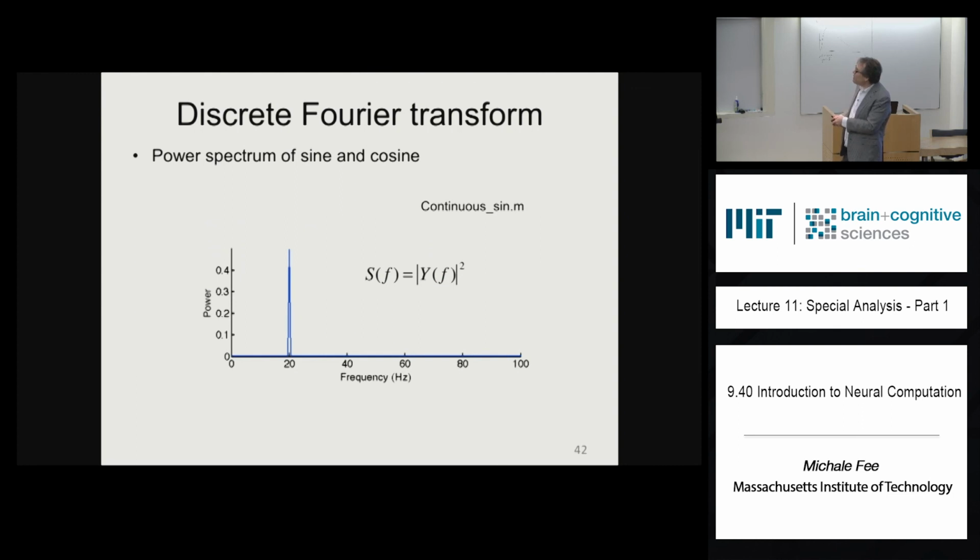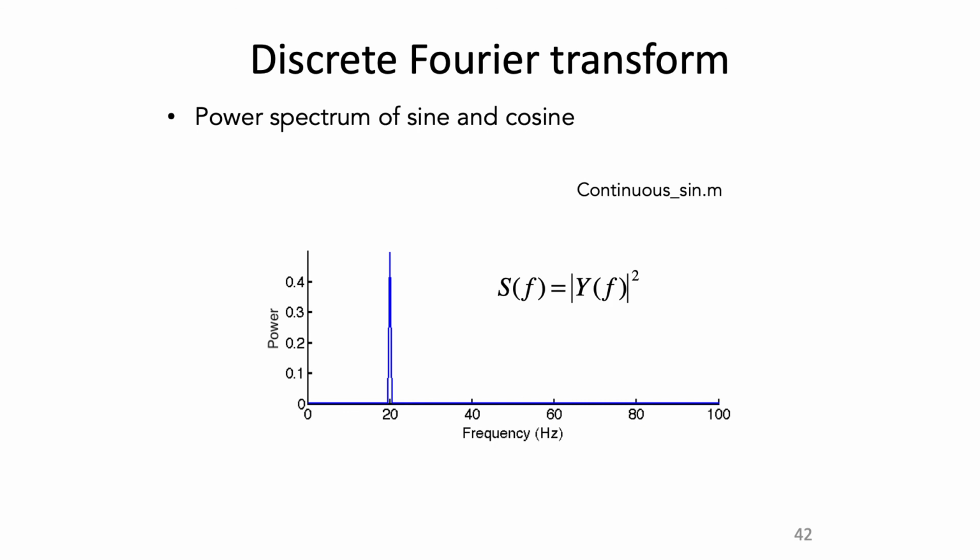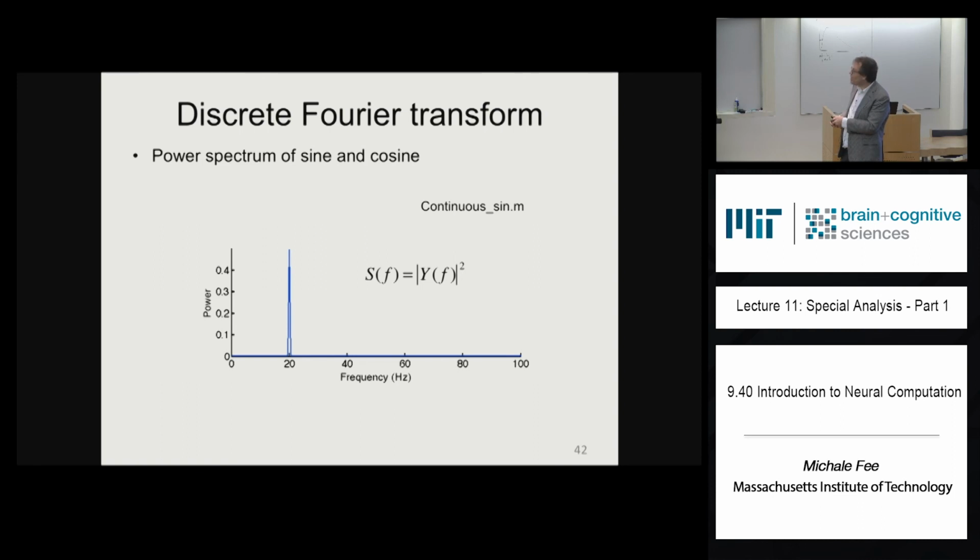Here is the power spectrum of a cosine signal. Okay? And it's just a single peak. So in that case, it was a cosine at 20 hertz. You get a single peak at 20 hertz. Okay?